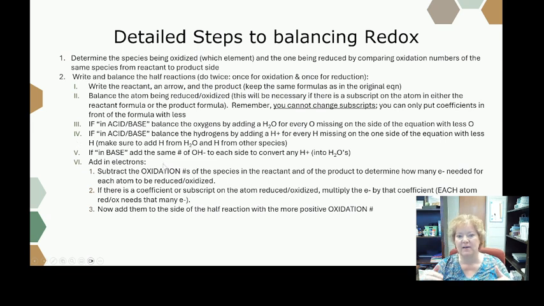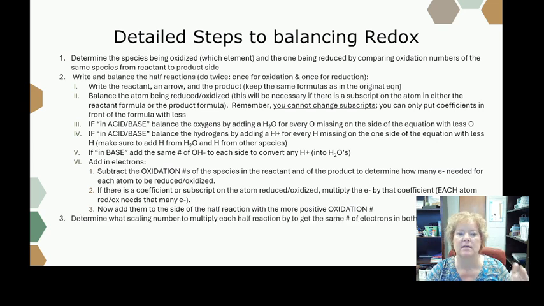And then finally I add in the electrons. Now I use the oxidation numbers and how many atoms there are to determine how many electrons are needed, and I put them on the appropriate side. The electrons always go on the side with the more positive oxidation number. So I add them to that half reaction. Once I've done all that, I now have 2 balanced half reactions. At this point, I'm going to determine the scaling number. If I have 2 electrons in one and 4 in another, I will multiply the one with 2 electrons by 2 to make sure they both have 4 electrons.